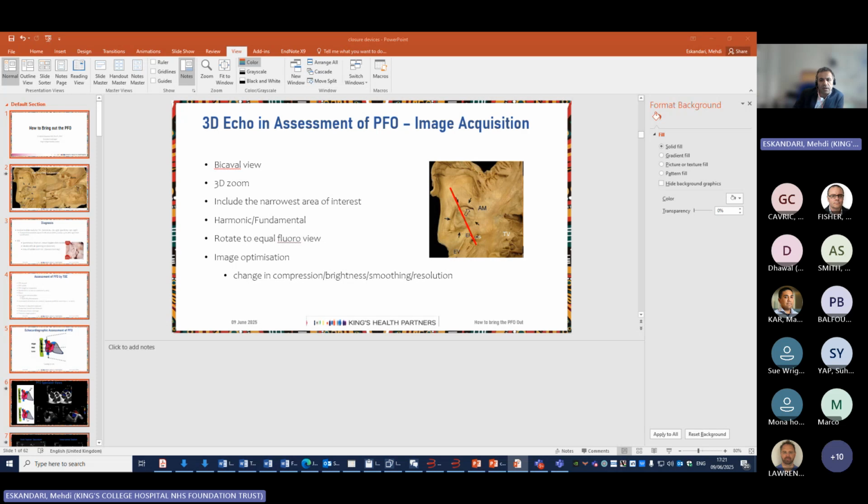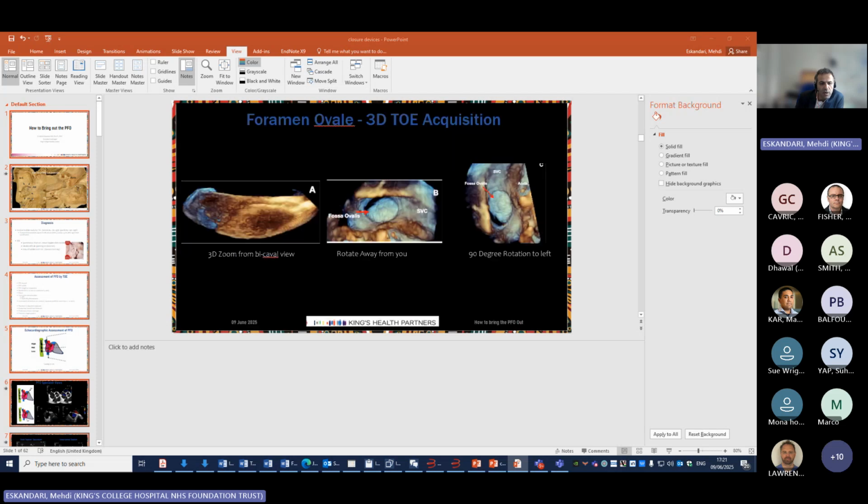So how to acquire the image? It starts often with the bicaval view. You use your 3D zoom, include the narrowest area of interest that you want and some anatomical markers such as the aortic valve. You need to toggle between fundamental and harmonic imaging, a bit of play with the brightness, compression of the 3D image, and almost always you can get it from 3D. This image would pop up when you do the 3D zoom, and these are obviously Philips images, but that's how it will look like when you press on the 3D zoom and you've done your biplane imaging and you have included the area of interest.